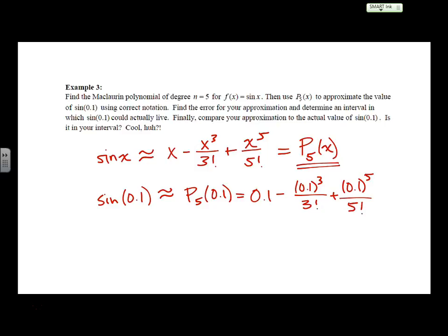If you're not already plugging and chugging, where are the factorials found in your calculator? Math, left 4. Got it. Or you can do 3 times 2 times 1, 5 times 4 times that, but you don't want to. I don't.